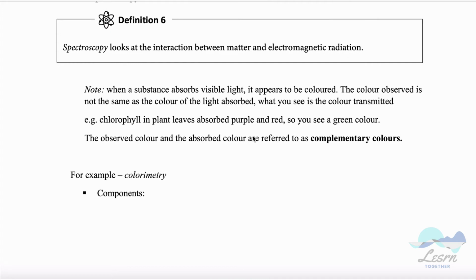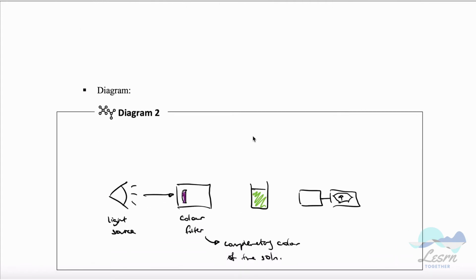If you have something that's green, it absorbs all the different colors in our visible light spectrum, but the one it absorbs the most is the exact opposite of that color. It's the complementary color. So for green, the complementary color is purple. It absorbs purple the best, right? And remember, we said it's green because it absorbs everything except for green. That's why it looks green, right?